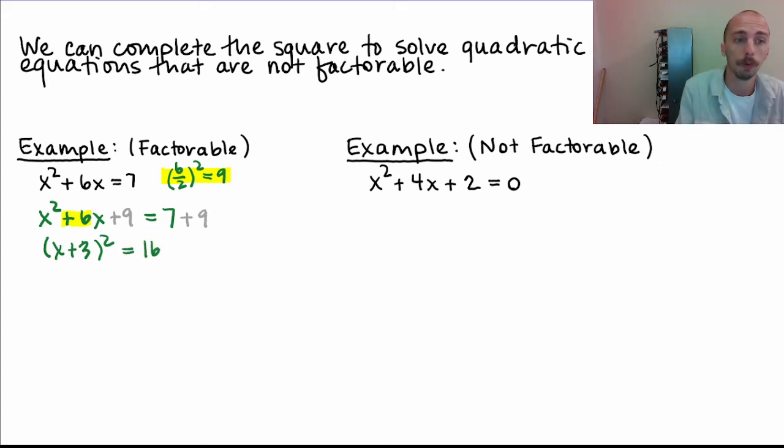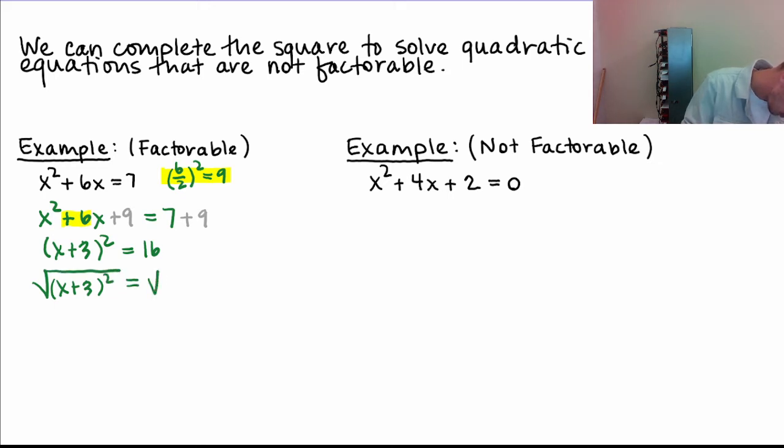Then I'm going to take the square root of both sides of this equation, and I'll have the square root of x plus 3 squared equals the square root of 16. Okay, now in the last lesson I talked to you about how the square root of x squared is the absolute value of x. So the square root of x plus 3 squared is going to be the absolute value of x plus 3. The square root of 16, that's 4.